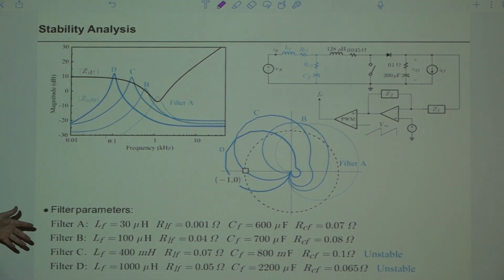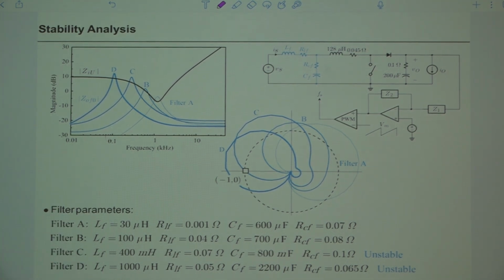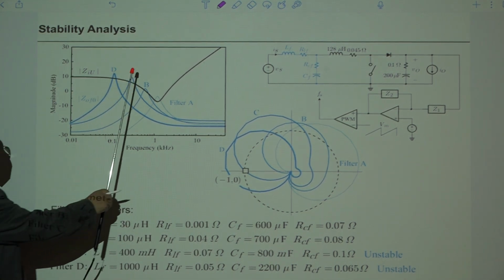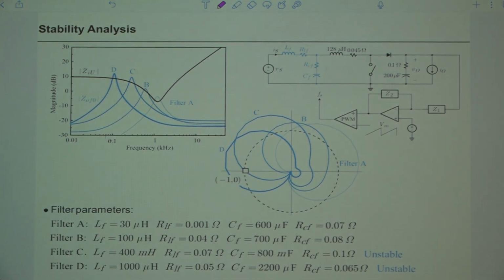All of these filters are critically damped. I selected Q of 1, which is a properly designed filter. With that, I played with these parameters to locate this resonant frequency in 4 different cases. But you can imagine this.